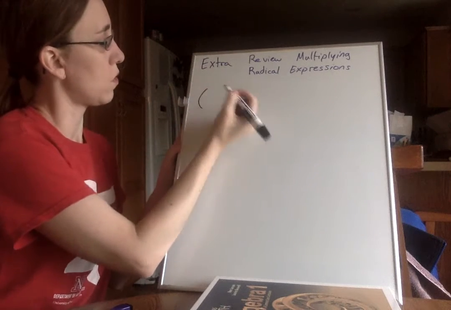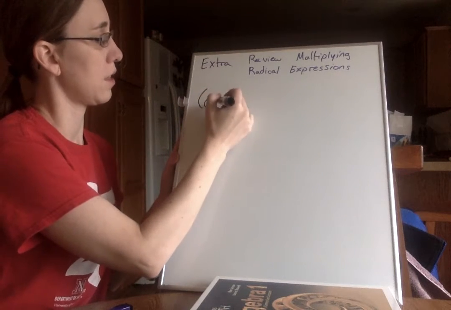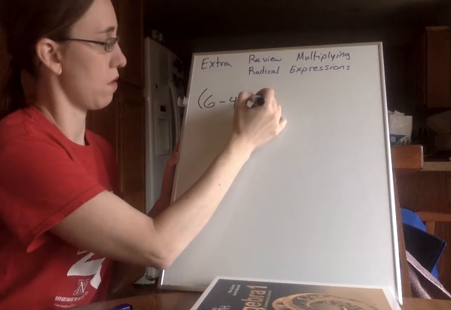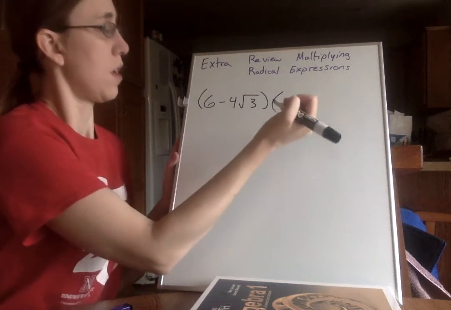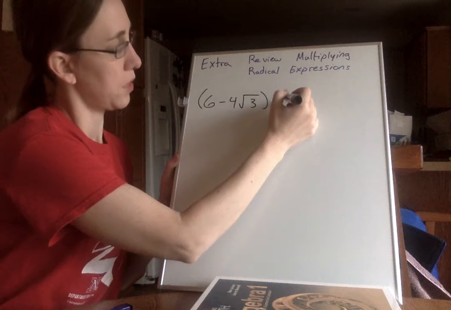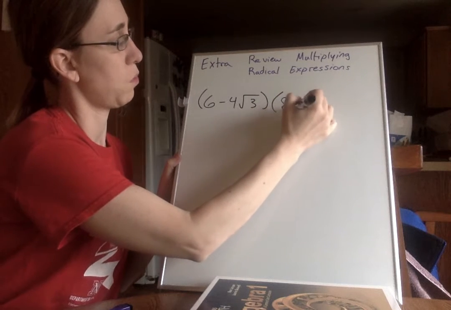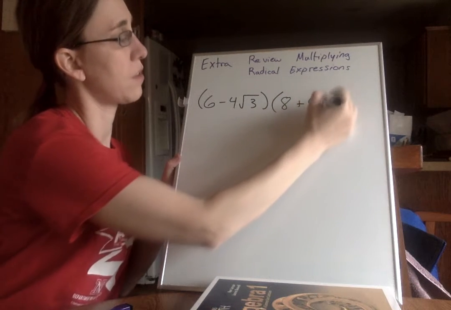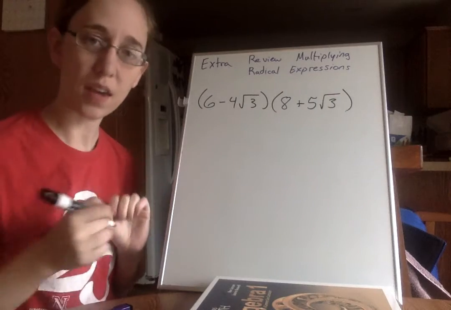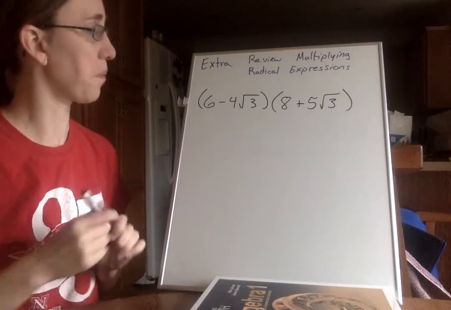Let's see if we can come up with one like that. Let's do 6 minus 4 square root 3 times 8 plus 5 square root 3. Okay, we'll see if we get some like terms this time.